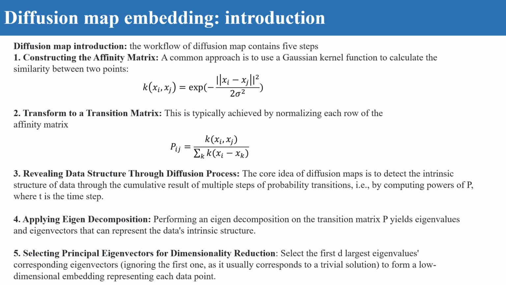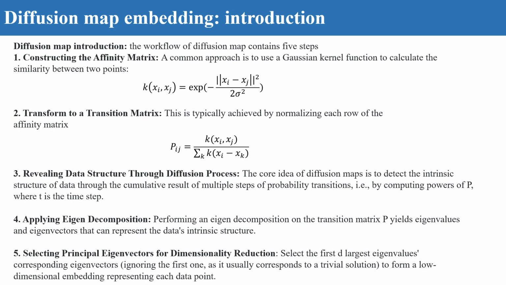Diffusion map embedding is a powerful technique used for data analysis and dimensionality reduction. It involves a 5-step workflow that starts with constructing the affinity matrix, which describes the similarity between the data points. A Gaussian kernel function is commonly used to calculate the similarity. The next step is transforming the affinity matrix into a transition matrix. This step is crucial as it ensures that the matrix is stochastic.